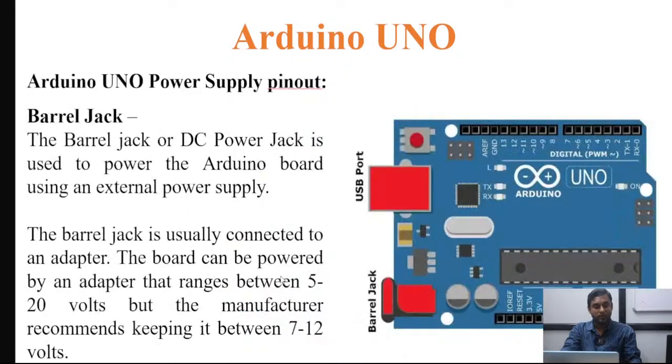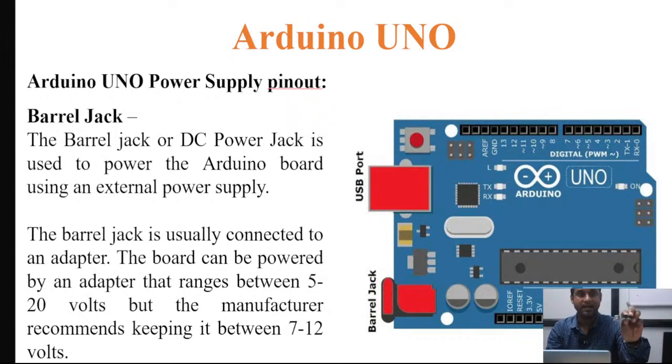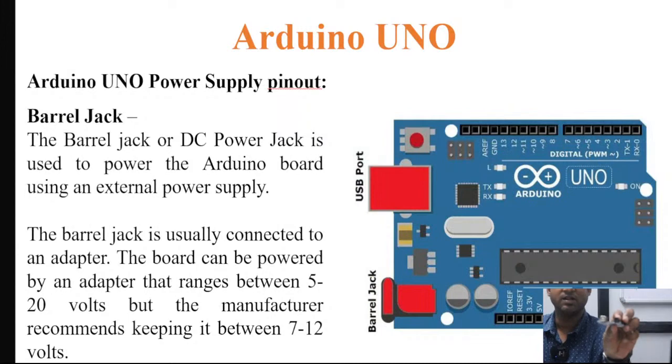You can see here, this is called the barrel jack, through which we give a DC power supply to the Arduino board using some adapter. We can give 5 to 20 volt to this jack to power on the Arduino, but it is recommended to give 7 to 12 volt.